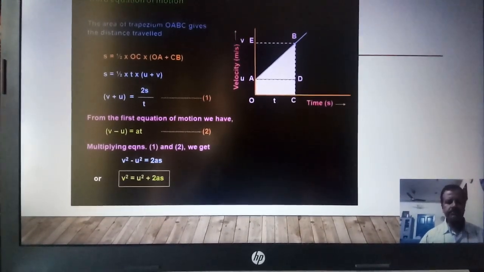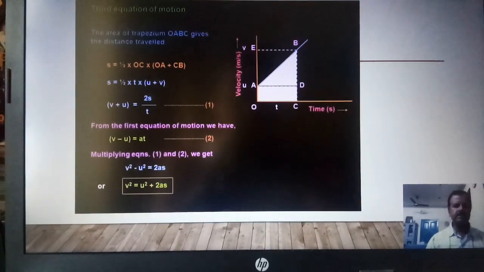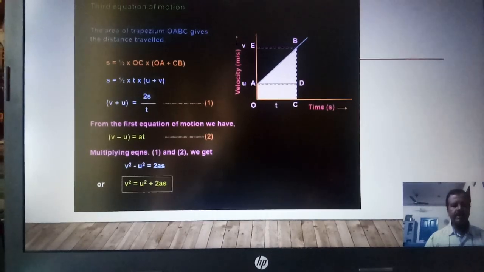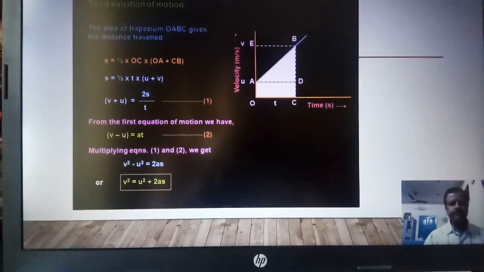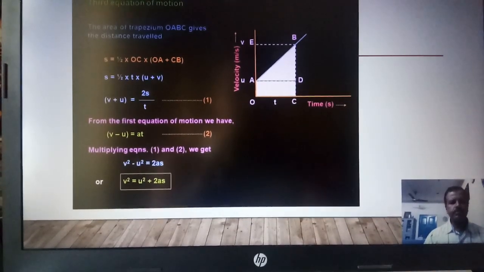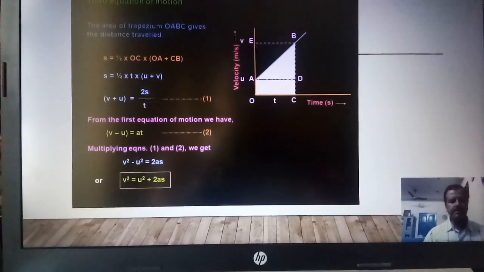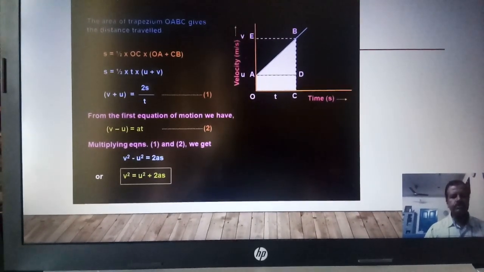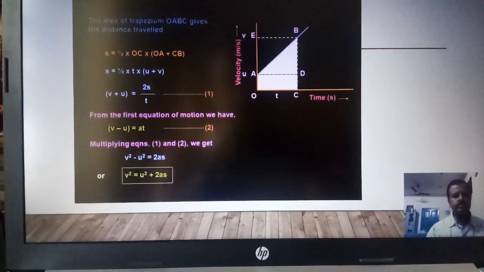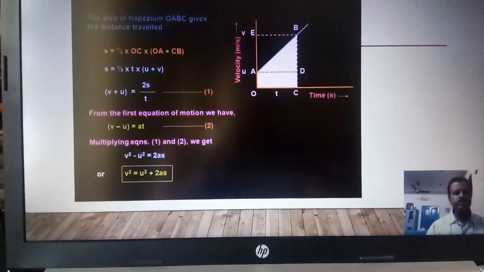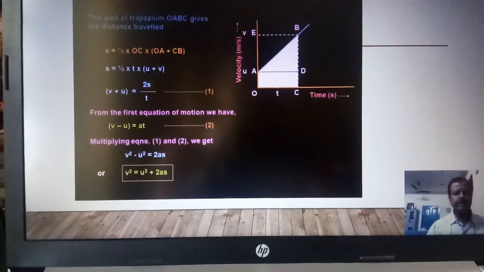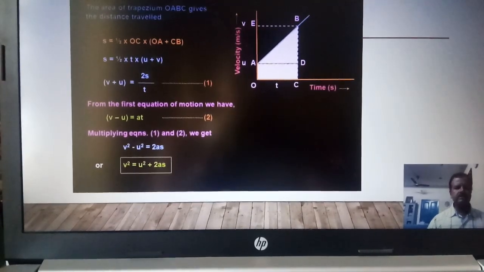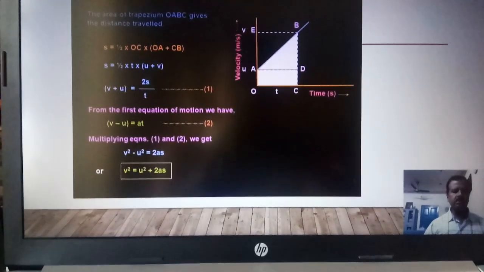Now using the first equation of motion, we know that v minus u is equal to at. Therefore t is equal to (v minus u) by a. So if we substitute the value of t and take that v minus u to the left hand side, it becomes (v minus u) into (v plus u). (v minus u) into (v plus u) gives us v square minus u square. So v square minus u square is equal to 2as. So this becomes the third equation of motion.